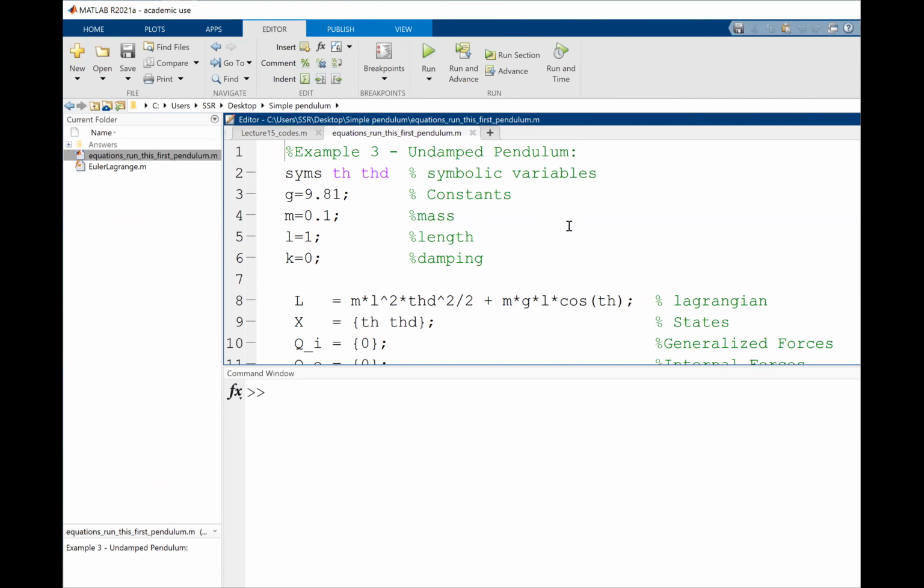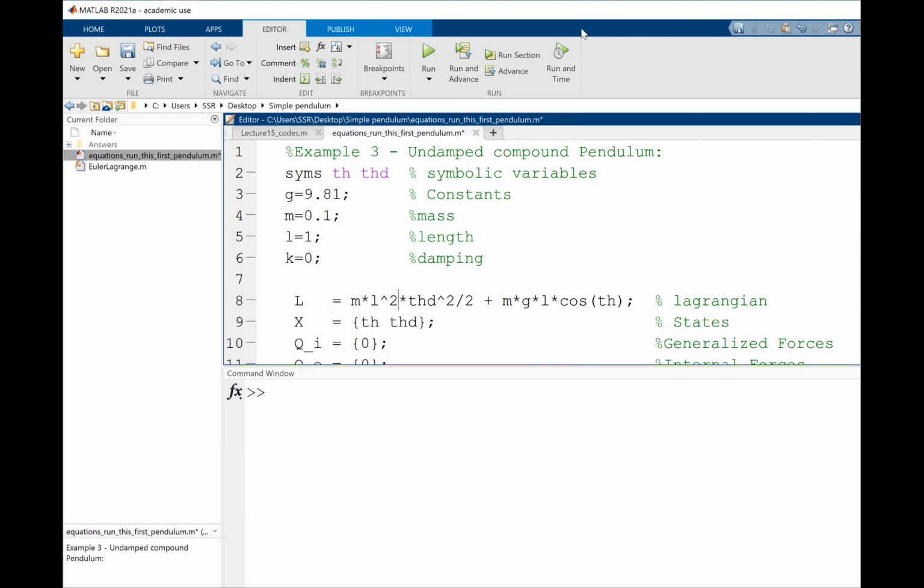Here, what I'm going to do is say undamped pendulum, compound pendulum. Undamped compound pendulum. Now gravity G is 9.81. Mass I will say 0.1. Now look at the Lagrangian. The Lagrangian is m times L square multiplied by THD, which stands for theta dot. So TH is theta, THD is theta dot.